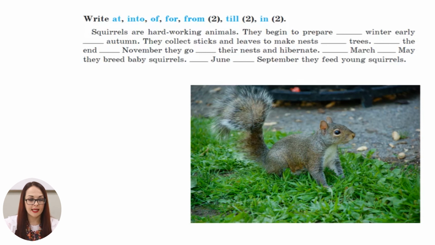Squirrels are hard-working animals. They begin to prepare for winter early in autumn. They collect sticks and leaves to make nests in trees. At the end of November, they go into their nests and hibernate. From March to May, they breed baby squirrels. From June to September, they feed young squirrels.